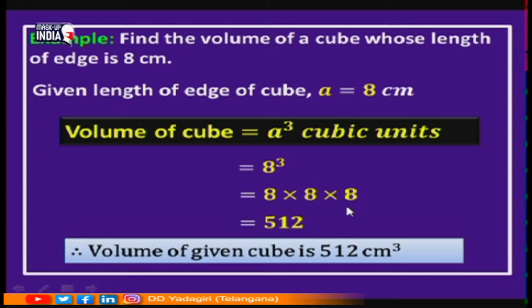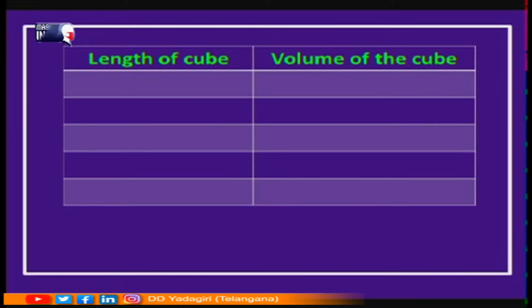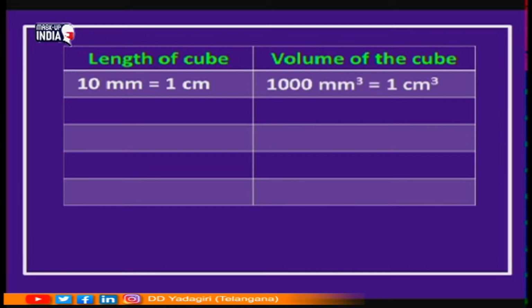Both are correct, children. So, now let us see the length of the cube and the volume of cube of certain things, children. Let us see that. So, we have seen already that 1 centimeter is 10 millimeters, right, children. Now, when the length of cube is 1 centimeter or 10 millimeters, then what will be its volume? Yes, A cube, that means 10 cube or 1 centimeter cube.